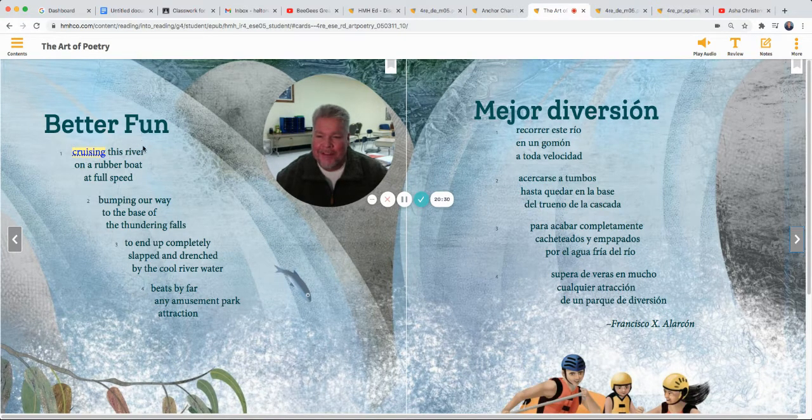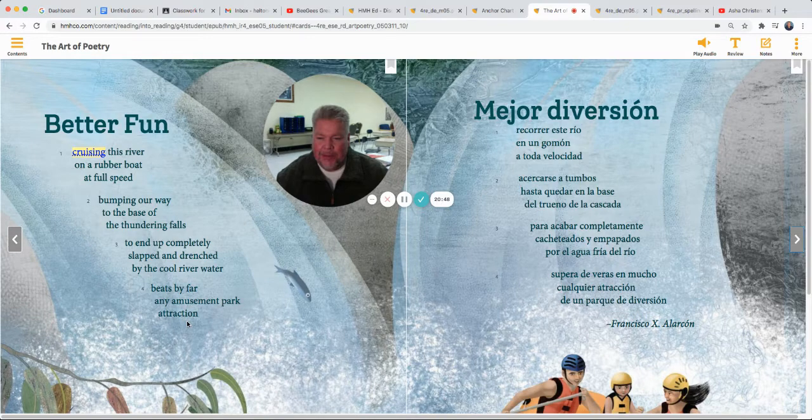Better fun. Cruising this river on a rubber boat at full speed, bumping our way to the base of the thundering falls, to end up completely slapped and drenched by the cool river water, beats by far any amusement park attraction.